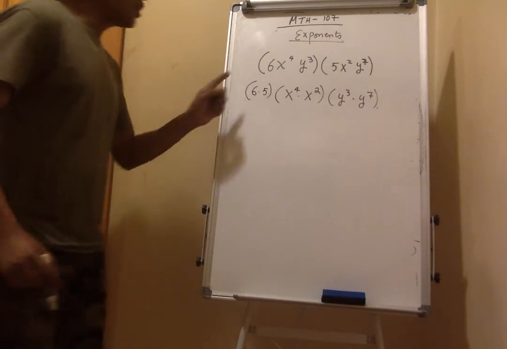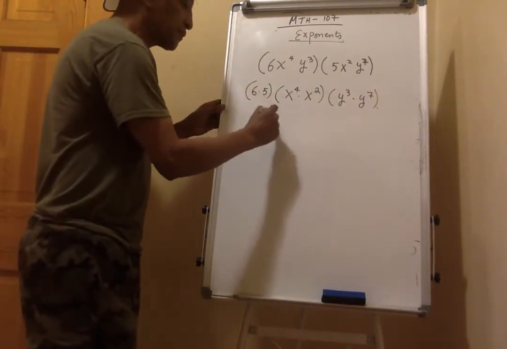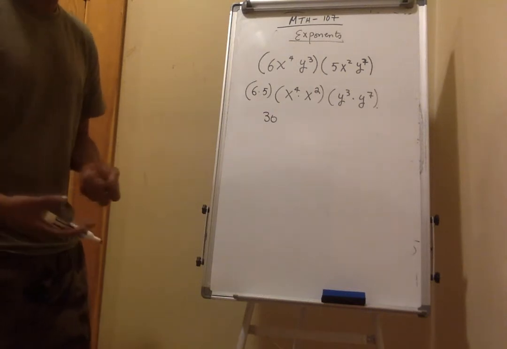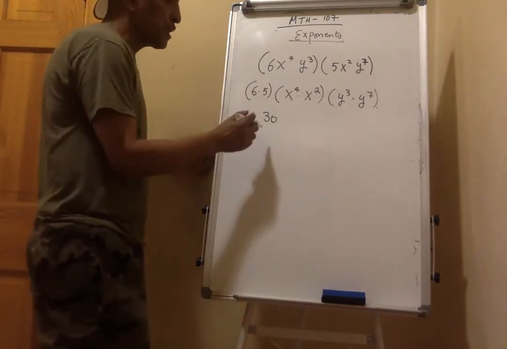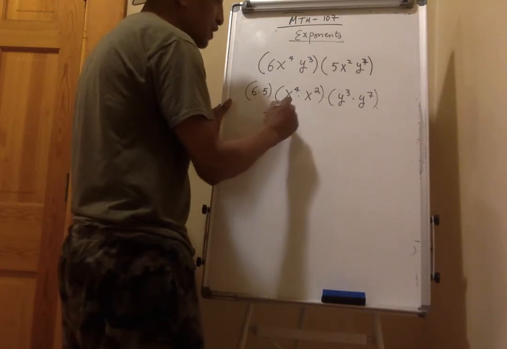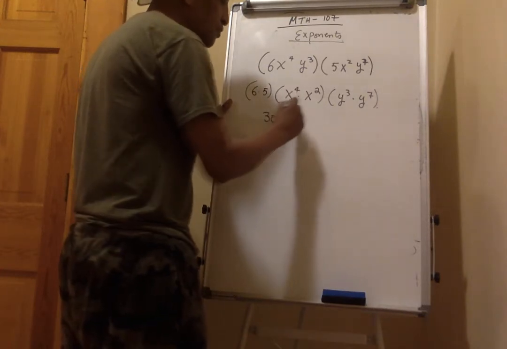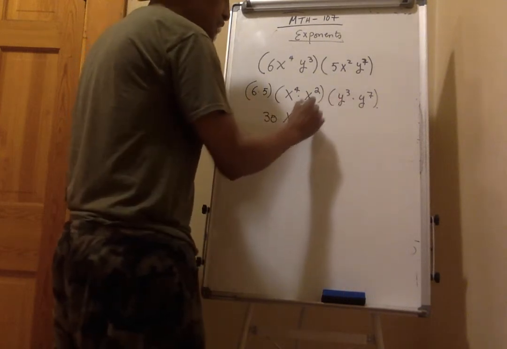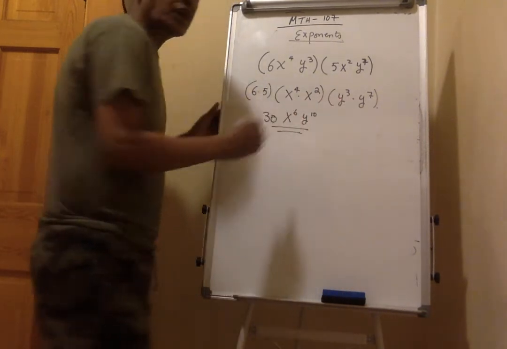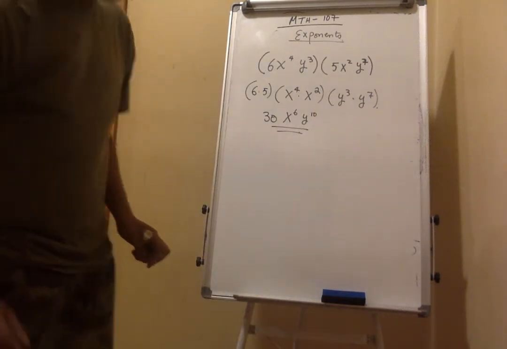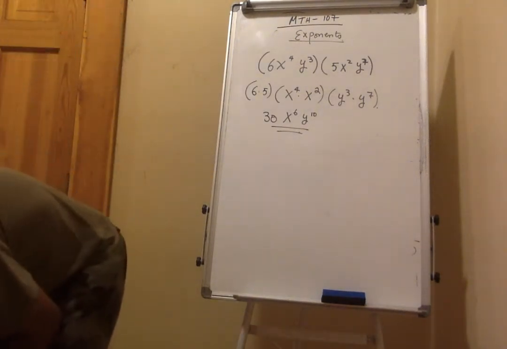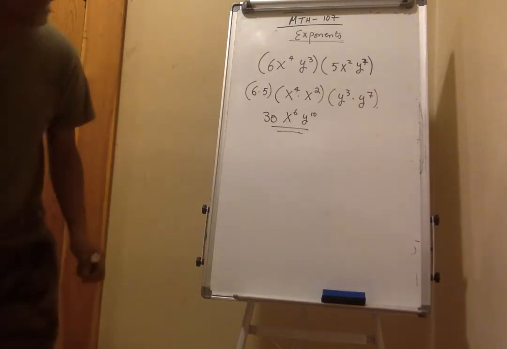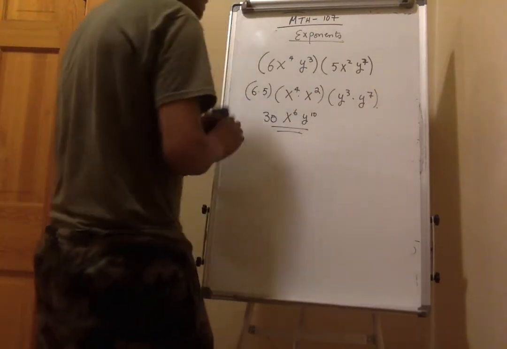Okay. You know 6 times 5 is 30. Now x to the 4, x to the 2nd, the rule is what? The product rule. You have the same base, all you need to do is add the 2 exponents together. So this would be x to the 6. And then y to the 3rd and y to the 7, that would be y to the 10, like that. Now, let me do another example.